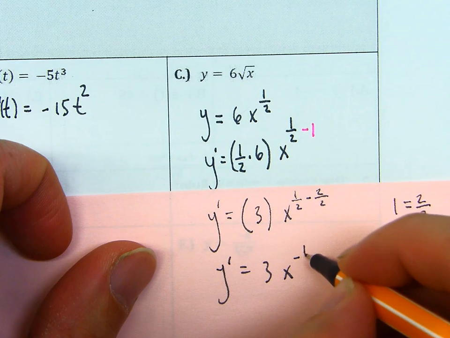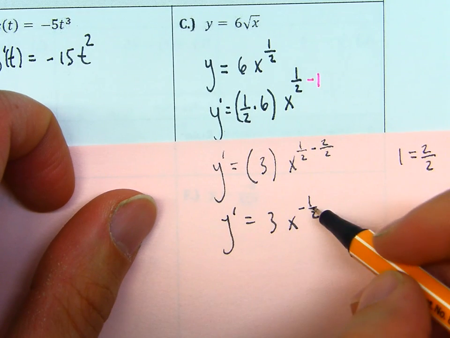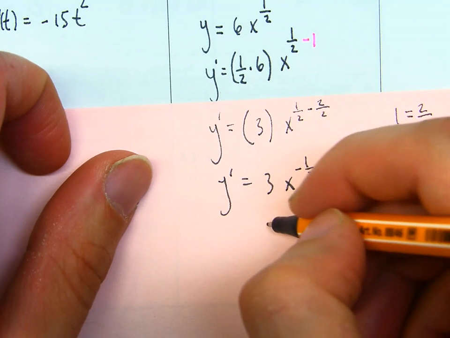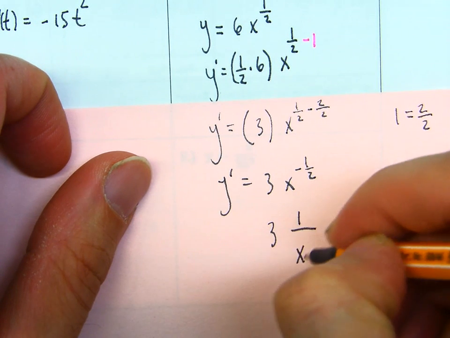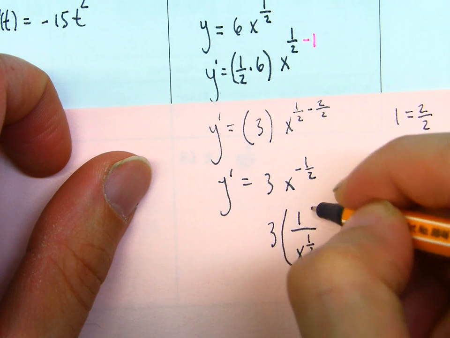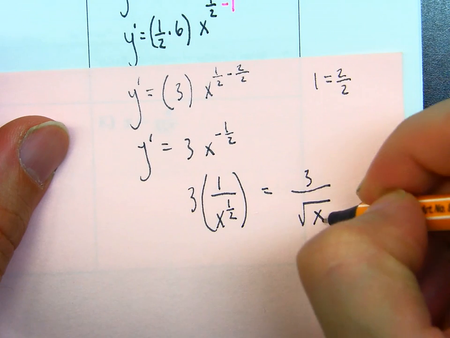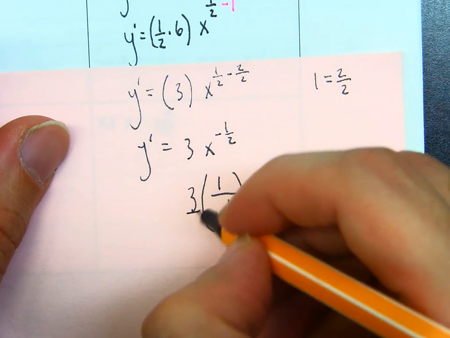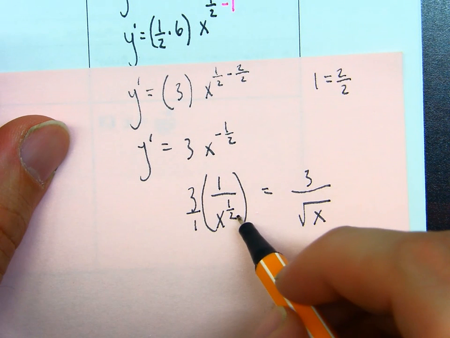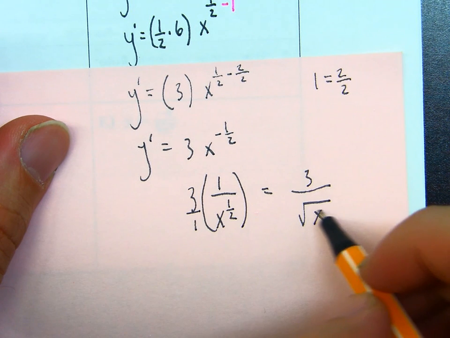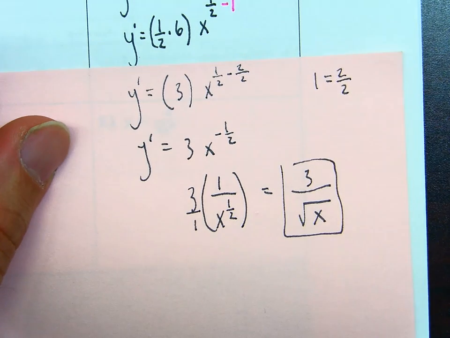That is negative 1/2. Then you have to take your time and make sure that we don't have a negative exponent here. So we have 3 times 1 over x to the 1/2, and that just becomes 3 over square root of x, because you're doing 3 times 1, which is a 3 up here. And that's how you convert x to the 1/2 back to a radical.